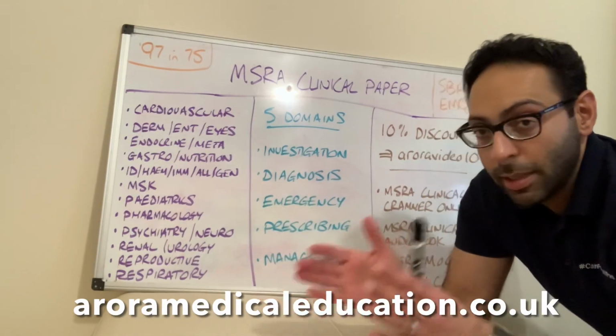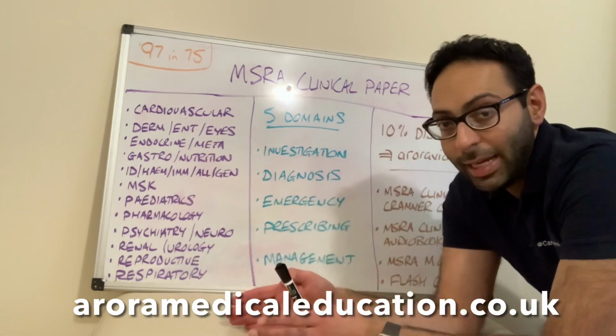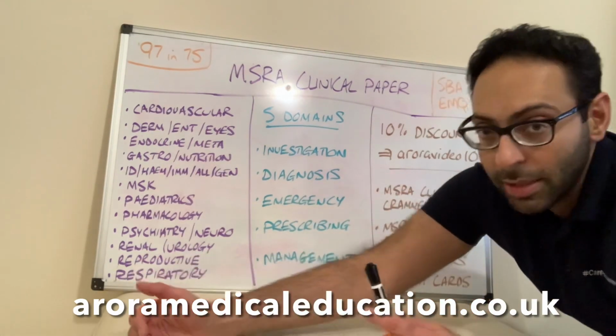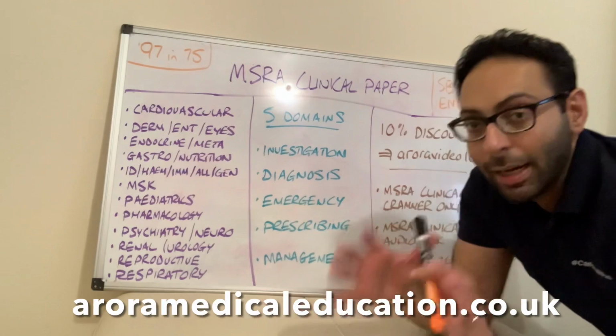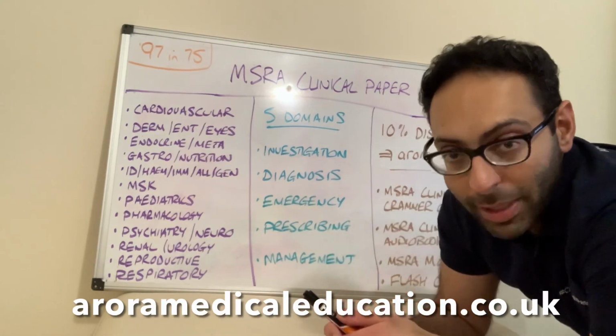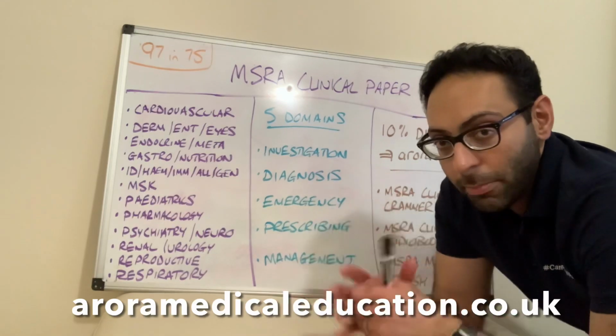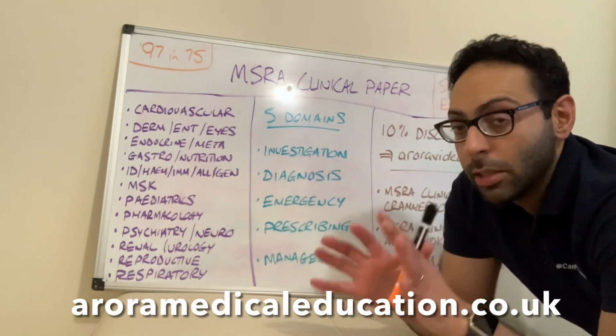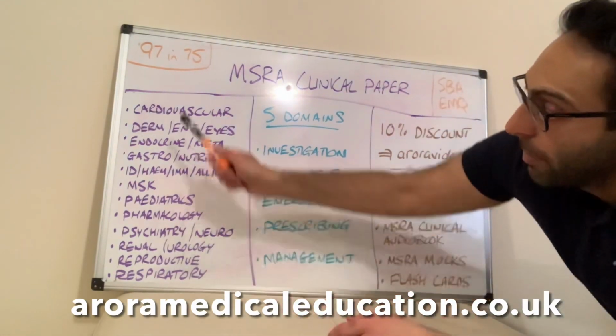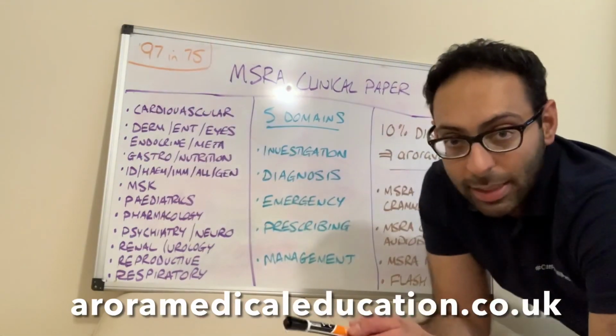There are two papers, clinical and SJT, and a lot of people put a lot of worry and time into the SJT paper, but neglect the clinical paper and then realize a couple of weeks out, gosh, there's actually quite a lot of clinical stuff that I don't know. So it's important to get a plan in place and understand what you need to know from a clinical point of view. So clinical paper, 97 questions in 75 minutes.